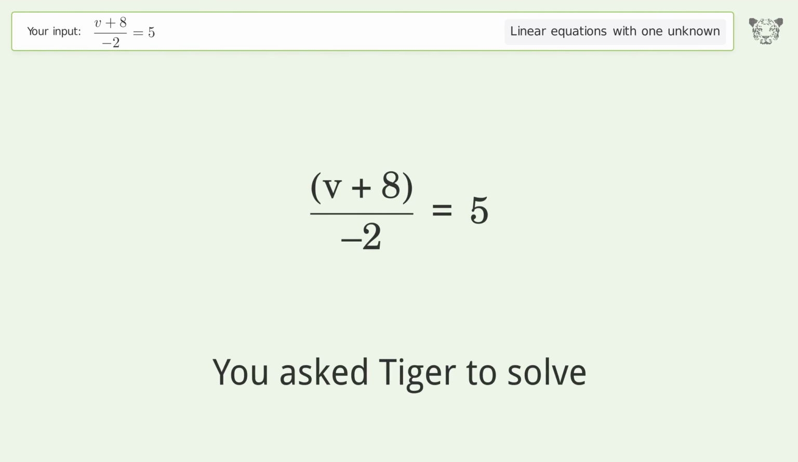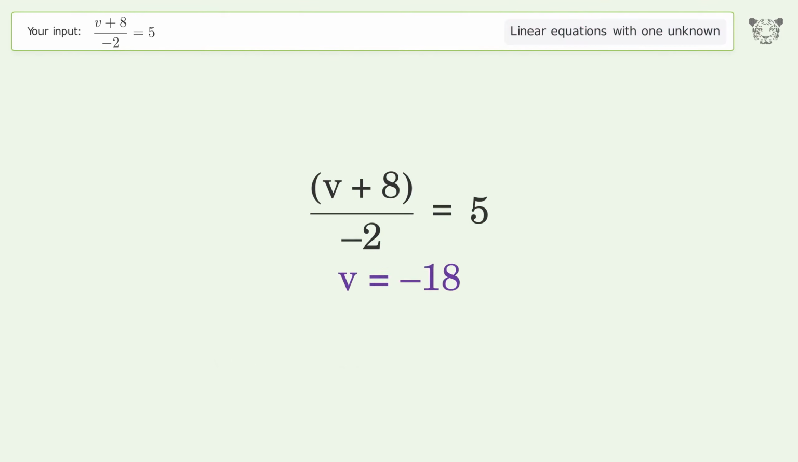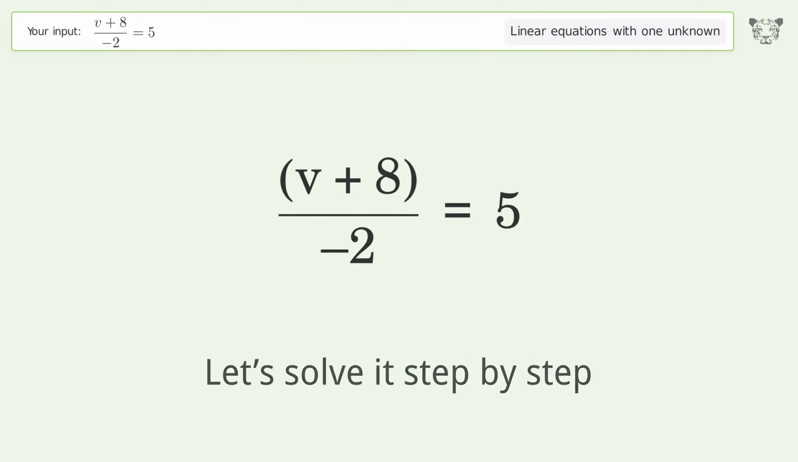You ask Tiger to solve. This deals with linear equations with one unknown. The final result is v equals -18. Let's solve it step by step.